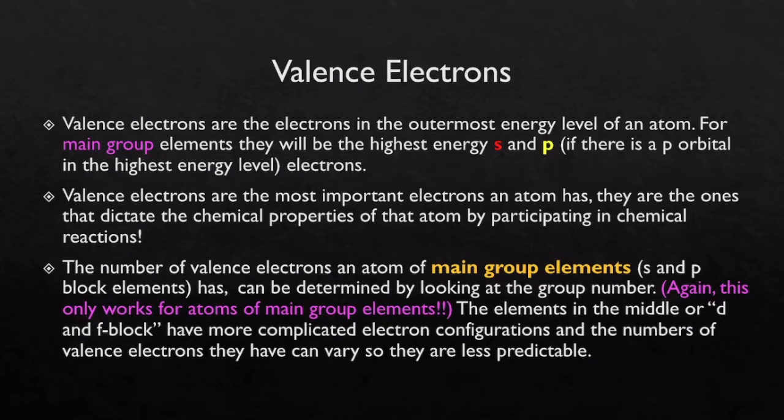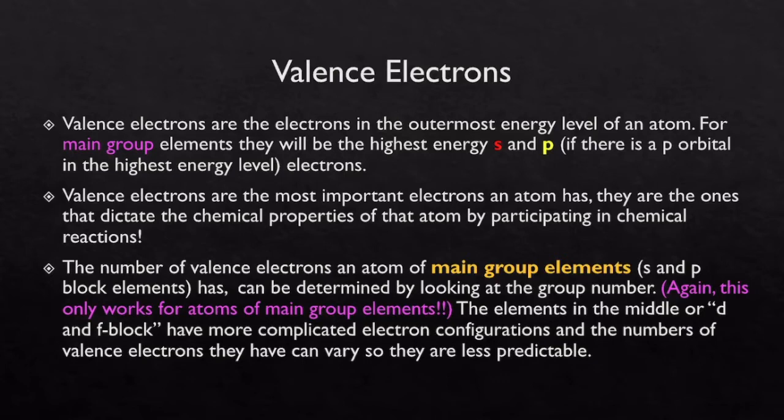Valence electrons are the most important electrons an atom has because they're the ones that dictate the chemical properties of that atom by participating in chemical reactions. And the number of valence electrons an atom of a main group element has can be determined by looking at the group number. And these are the numbers above the columns on the periodic table, and we'll talk more about those again in just a minute.